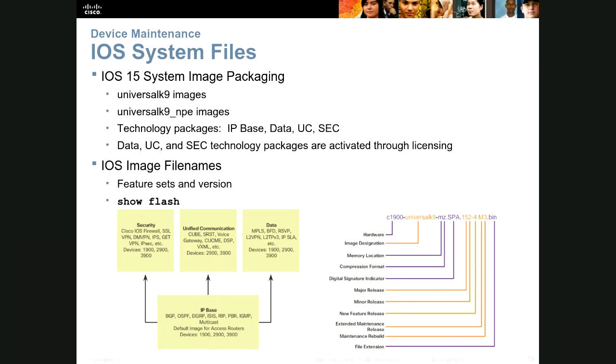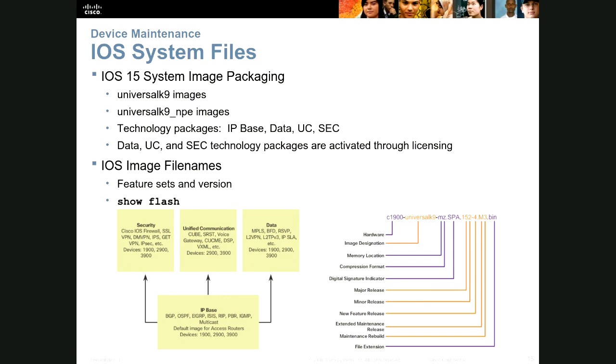So there's a universal image, and then you can add, it's called IP Base. The routers come with IP Base. So our routers come with IP Base. And then if you want to add a data center technology, you add that onto it. If you want to add unified communication for Cisco phones, you add that. If you want to add security, you add that.